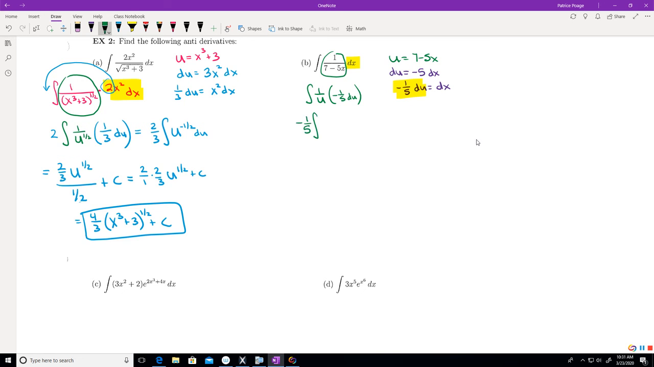If you did, and you went through the process, you will eventually see that red flag going off in your head, because anytime you have 1 over u to the 1, that's going to end up being a natural log. So this will be -1/5 natural log of the absolute value of u plus c. Replace your u. So -1/5 absolute value of 7 minus 5x plus c.